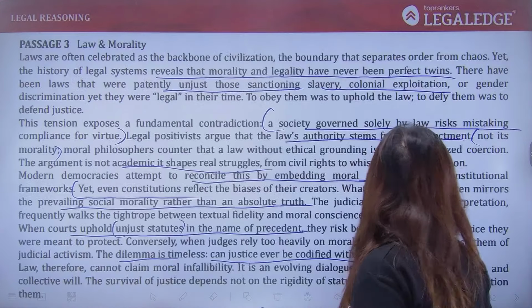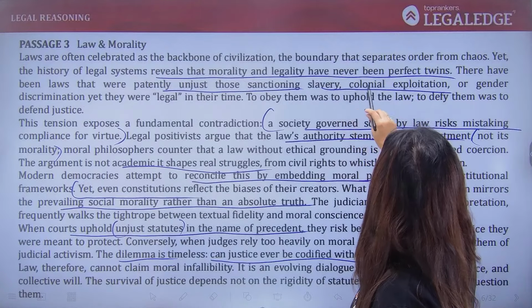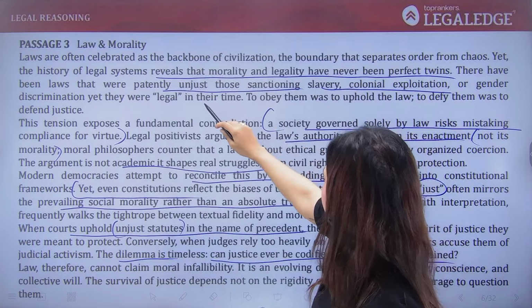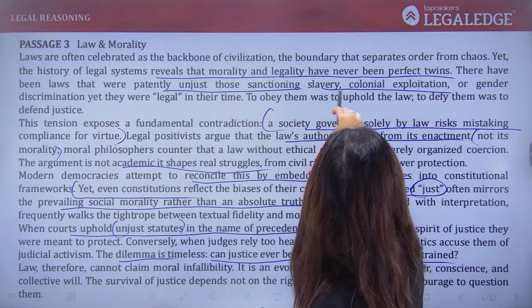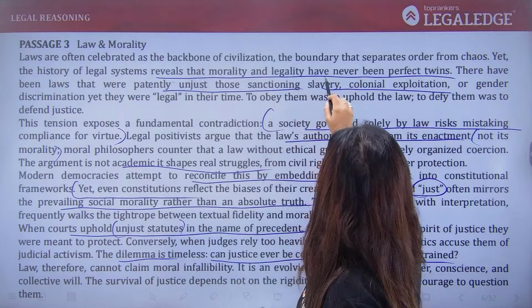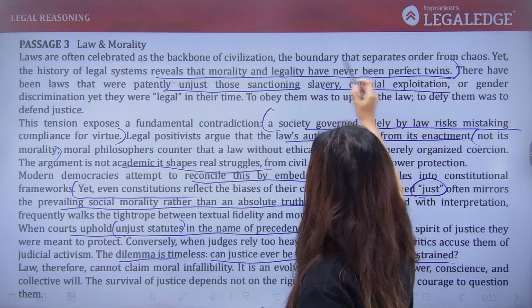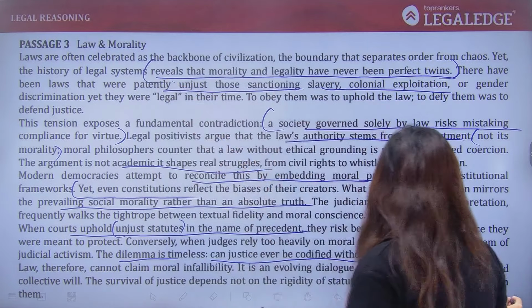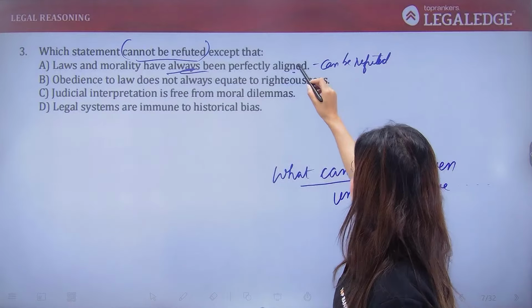Now, laws and morality have always been perfectly aligned. The sentence actually claims otherwise. जैसे कि यहाँ पे दिया हुआ है. Where exactly is it? Morality and legality have never been perfect twins. The opposite. That means you have refuted it. So this has been refuted.